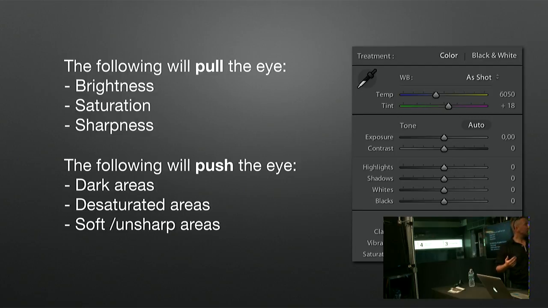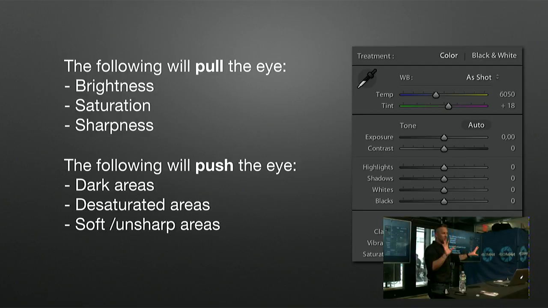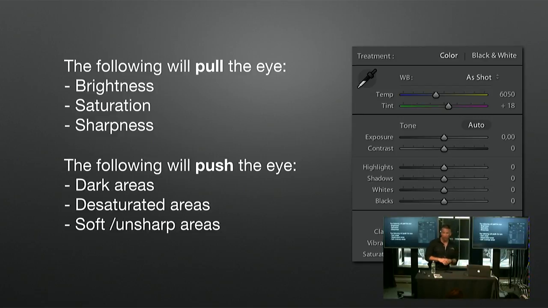On the flip side, the following will push the eye away. The push-pulls, visual mass, yeah? Dark areas, desaturated areas, and unsharp areas. So with that giraffe image, how did I process that? I bring him a bit forward, I push the background back. Now you're thinking of dimensions, yeah? Think how you can shoot. A lot of the time you have to shoot for your processing, but don't rely on it.